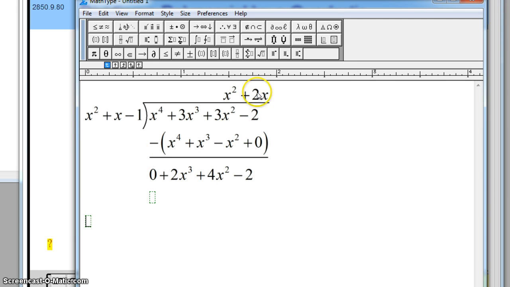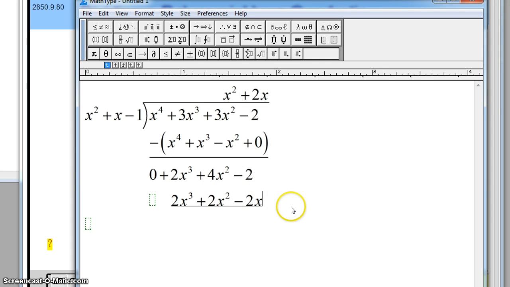Okay, and we do the same thing. Multiply this through by that. Put a little space here. So 2x times x squared equals 2x to the third. That's by design. We want those to always cancel out. 2x times x is plus 2x squared. And then 2x times negative 1 is minus 2x.